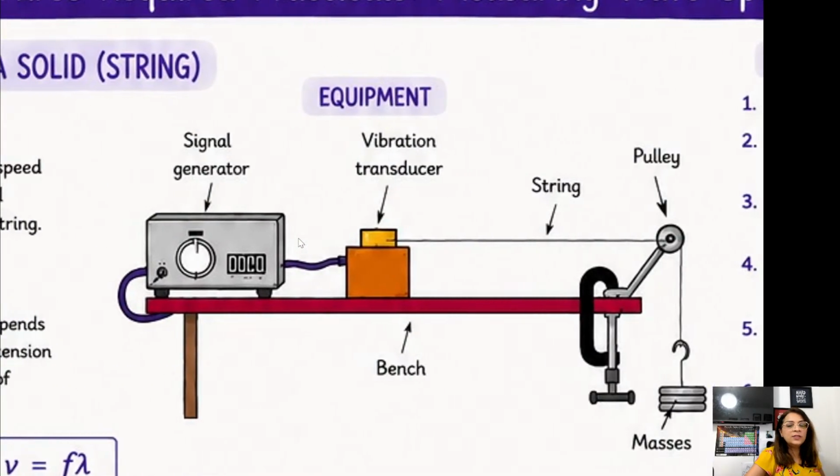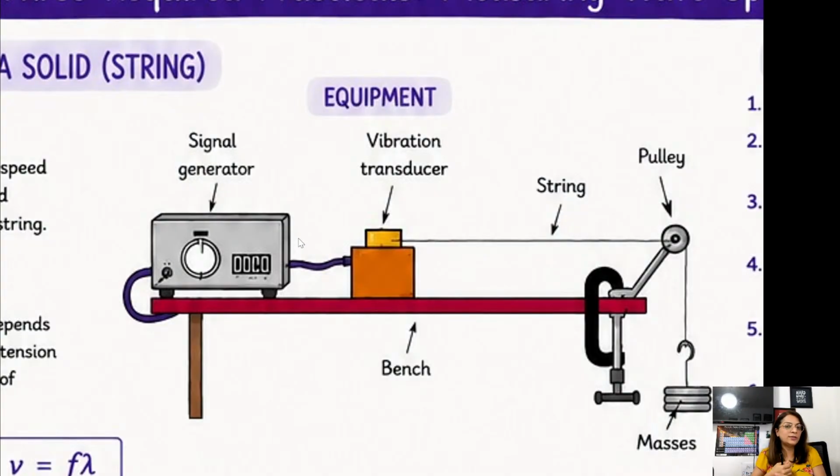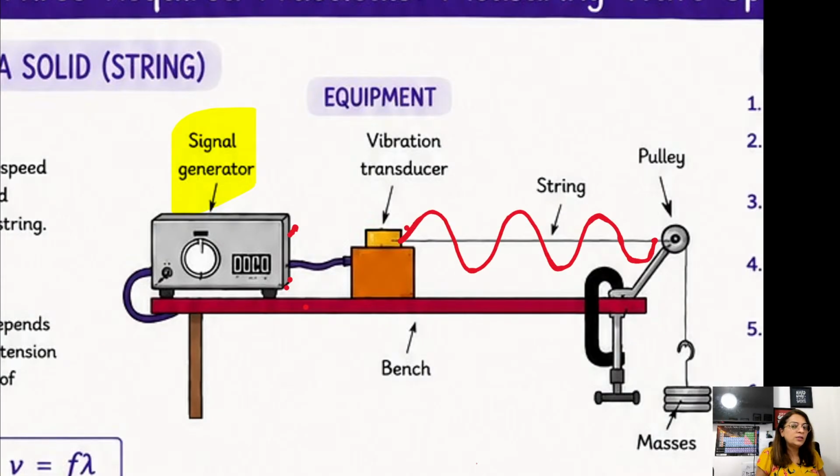Have you seen this one before? Say yes or no in the chat. No, Grace, you didn't see? Okay, this one is not very frequently asked, but it is required for you to know as well. So this is a signal generator. Can you see the signal generator? It is a kind of vibrator. Please listen carefully. It makes the string go up and down and make a wave like this.